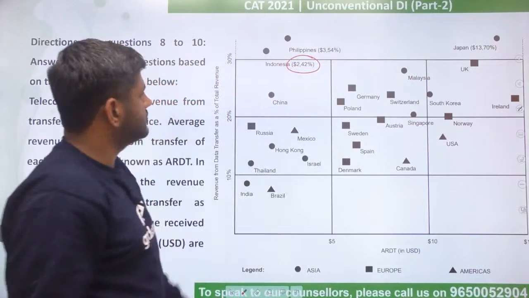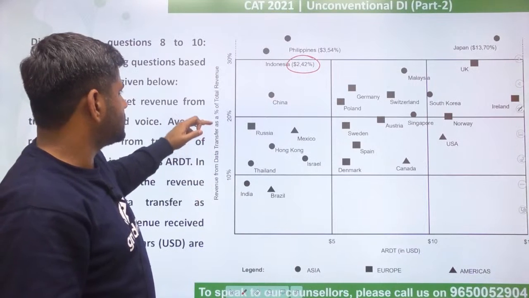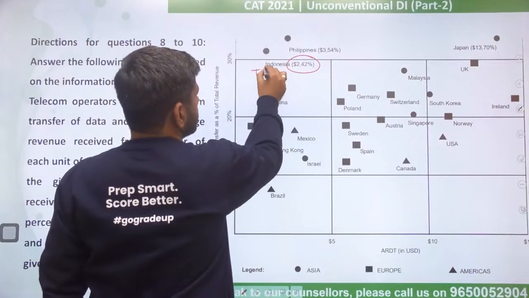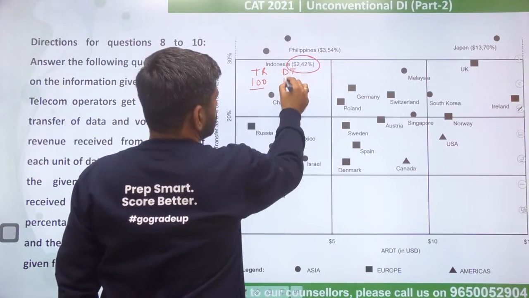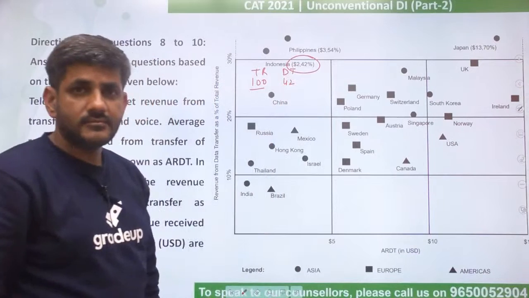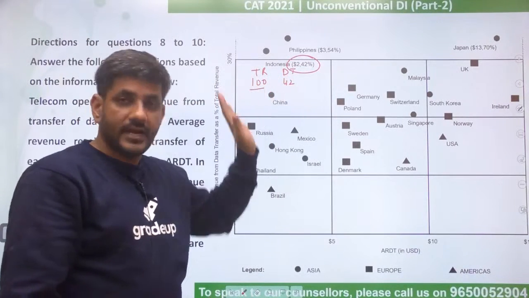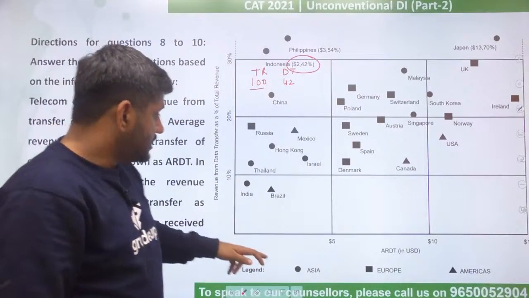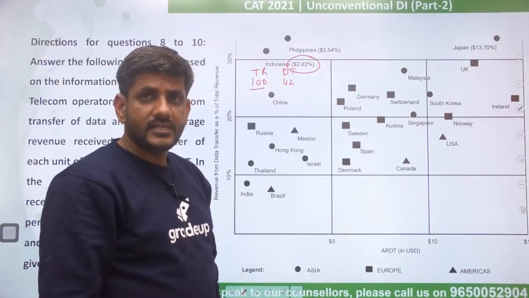So if I try to understand, for example, what this is telling us: this 42% is revenue from data transfer as a percentage of total revenue. So if the total revenue of Indonesia was 100, data transfer से जो हुआ वो हुआ 42. Is that correct? If their total revenue was 100, from data transfer they had 42 rupees. Absolutely right. उसके बाद this is their ARDT. ARDT there is $2. ARDT कैसे आता है?